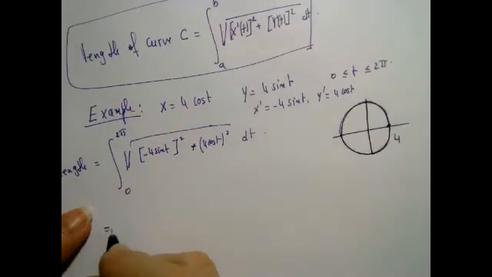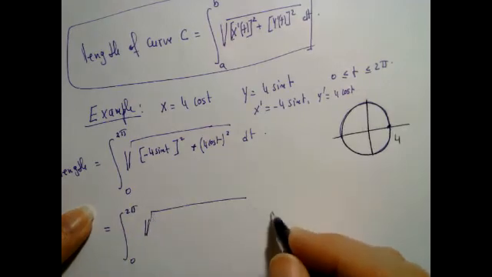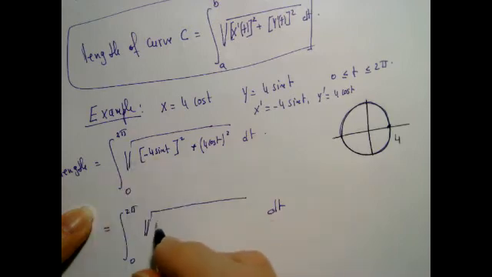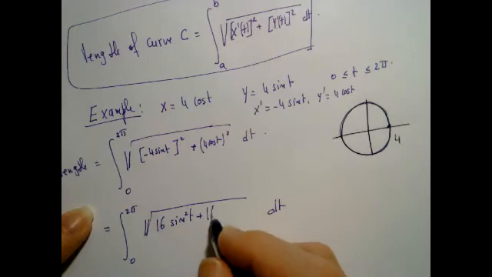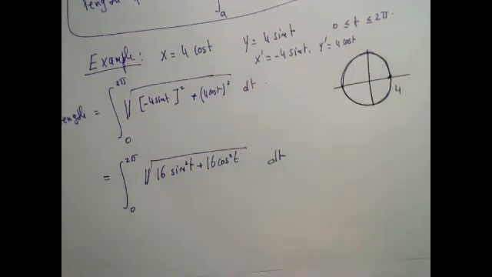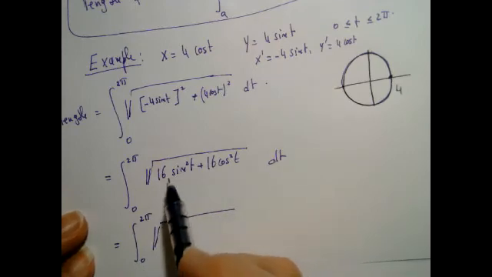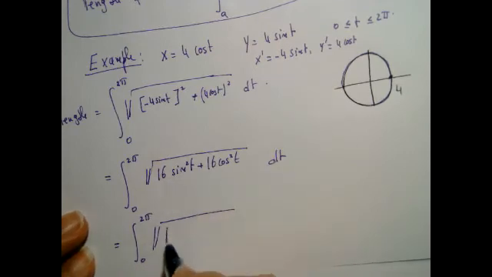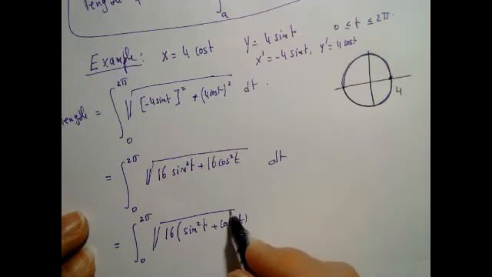So this would be equal to the integral from 0 to 2 pi of the square root. Now minus 4 sine t will give me 16 sine squared t plus 16 cosine squared t. So it's just a matter of integration. There is nothing really deeper than that. We factor out the 16 here. I will have sine squared plus cosine squared, dt.